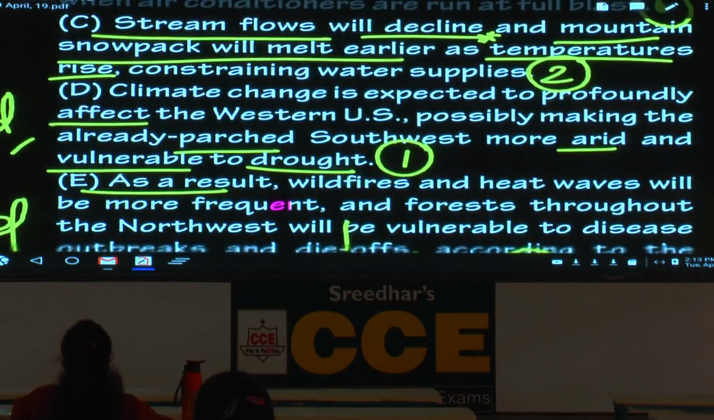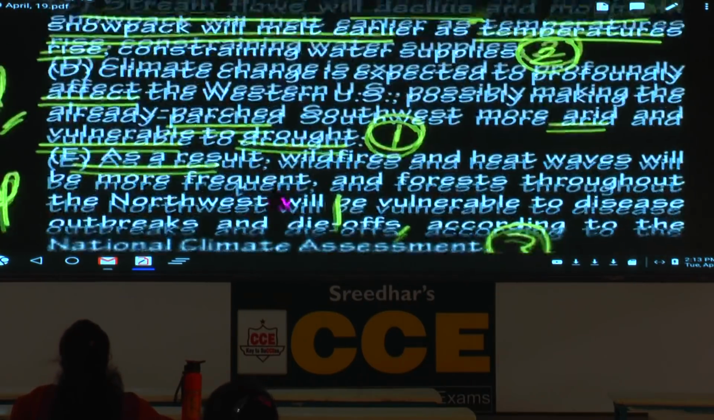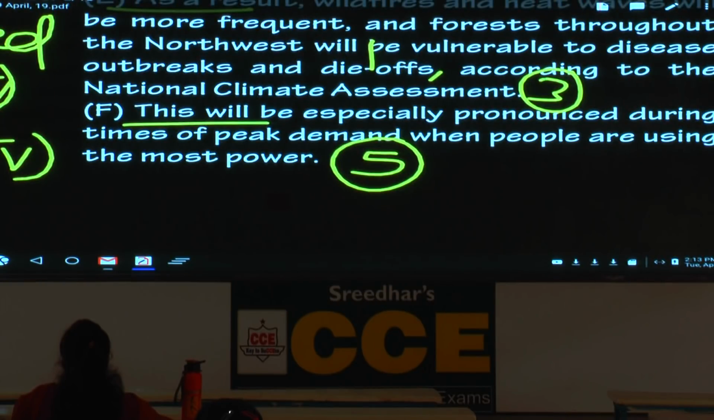See, he talks about the impact of various factors on power plants, and this will be especially pronounced during times of peak demand. Demand of what? Peak demand of what? Are you guys listening? Peak demand of what? Power. Power plant, where is it felt? Peak demand of power. When is the peak demand of power? When do you experience? During summer. Why do you experience? Because of use of what? ACs, obviously. So that is the last sentence.